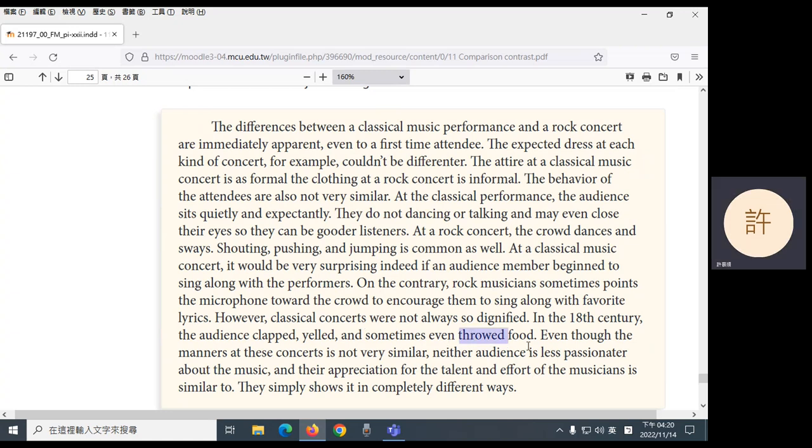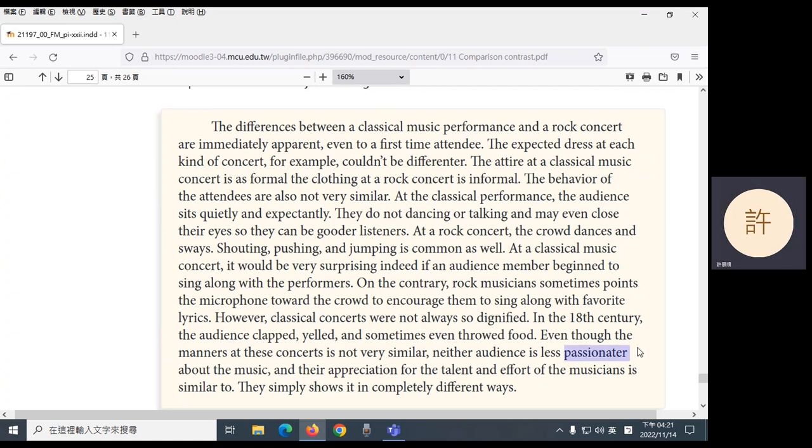Yes, throat is not a word. This should be through, E-W, good. Yes, although it should be manners. Manners are not. Right, manners is plural, this should be are. Okay, good correction.